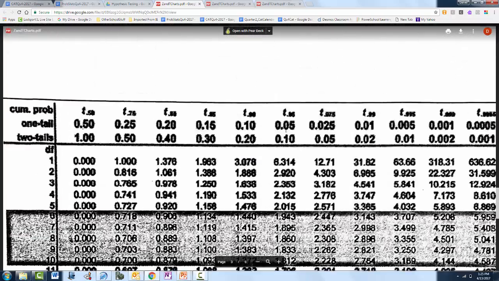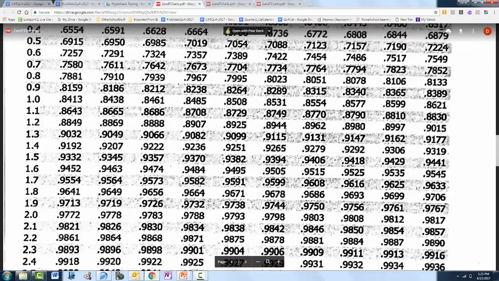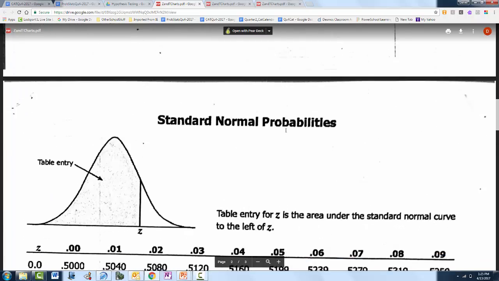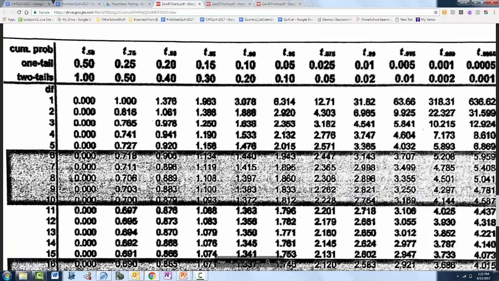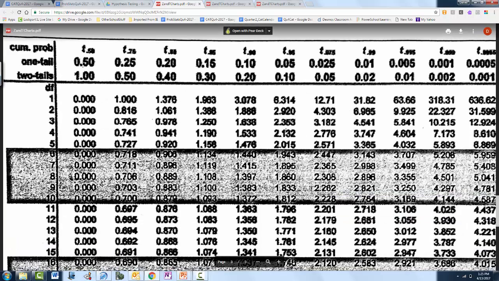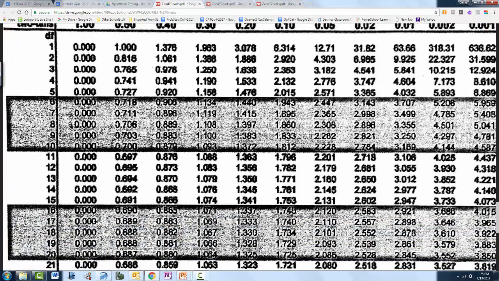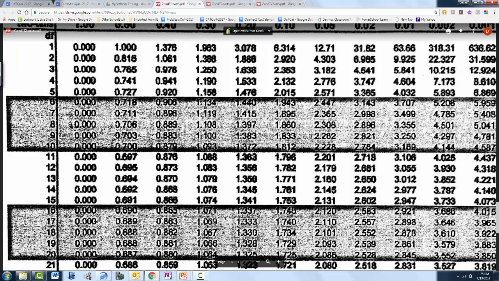By the way, this has the Z chart above it, and it's a little bit twisted. I used my phone to scan this in. Okay, it's a one-tail test, and it's at a level of significance of 0.01, right? And then what was the degrees of freedom? 16. So we're at 2.583. So that's the first time I've done this.